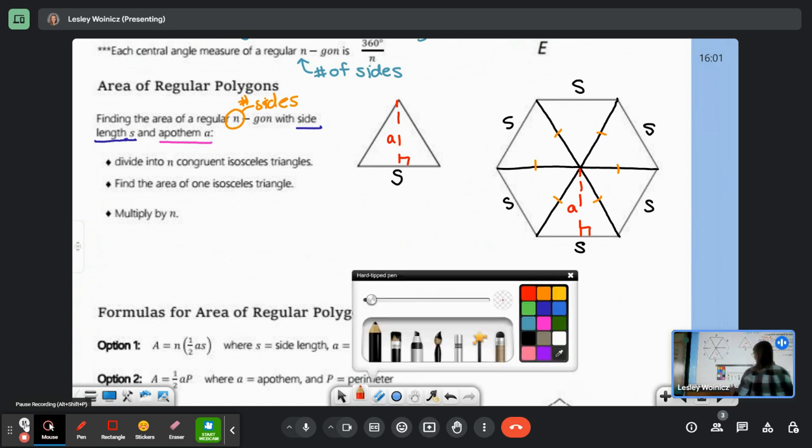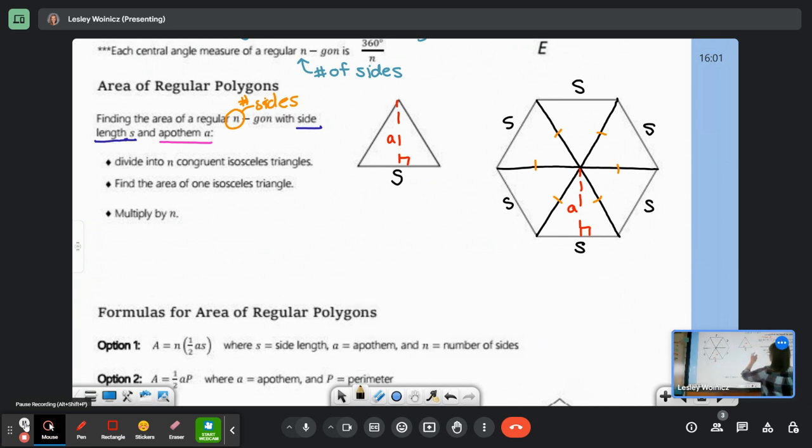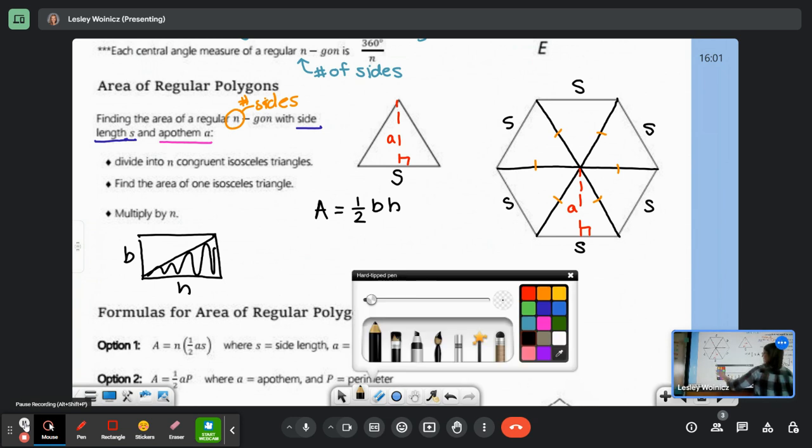Do you remember the area of a triangle? Take a rectangle that's base times height, and then we only want half of it. So 1/2 base times height. What is the base of this triangle?